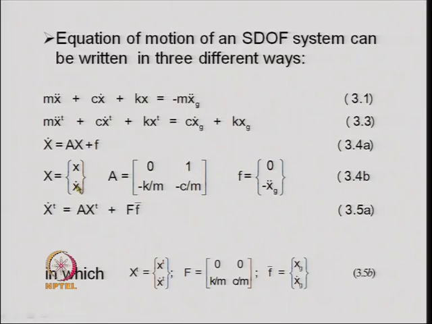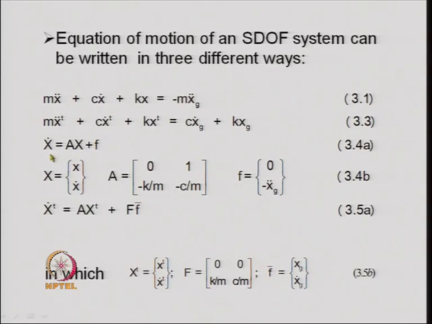Because knowing the displacement and velocity at an instant of time t, one can also easily find the acceleration. Therefore, we take x and x dot as the quantity of interest together, represented by a vector called capital X vector. This denotes the state of the system. If we write down the equation of motion in terms of this new state variable X, then the equation takes this form: X dot is equal to AX plus F.